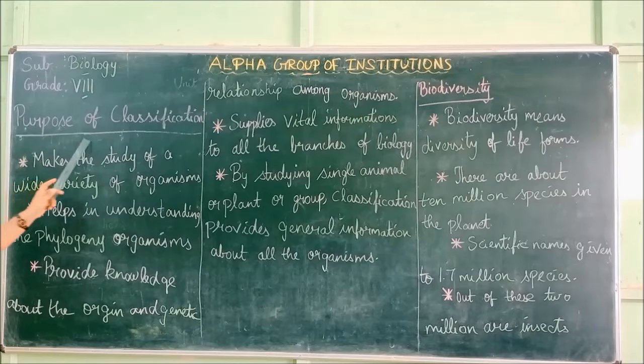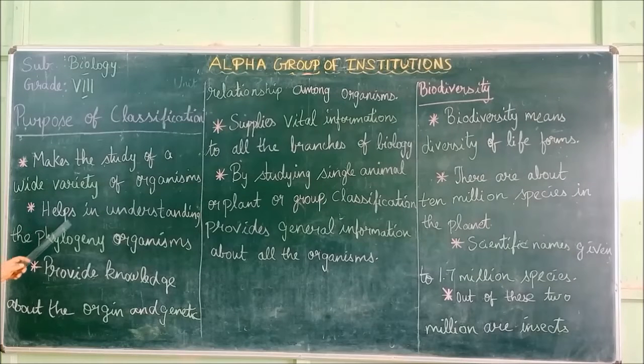Purpose of classification: it makes the study of a wide variety of organisms easier. We cannot learn each and every organism individually. It is very difficult. So to avoid such a situation, classification is brought out. When they are classified or grouped according to their characters, we can learn many varieties of organisms. So for that, classification is needed.